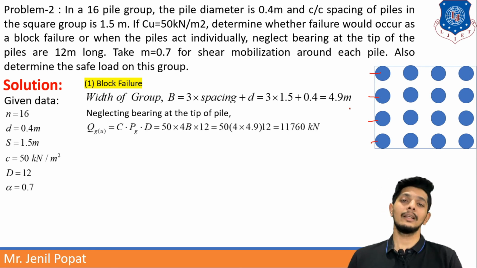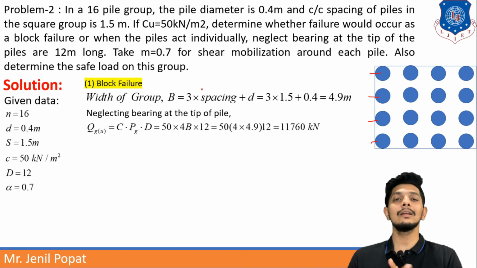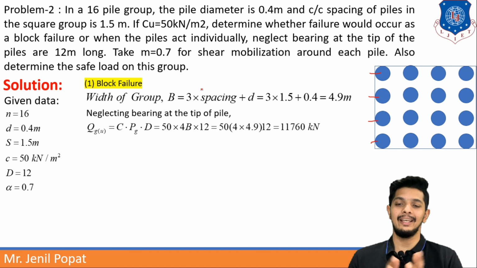And also neglecting the end bearing, we write Qg, or group load carrying capacity, is C into Pg into D. Now Pg can be found easily, 4 into 4.9, or we can say 4 into B. C is given as 50 and D is given as 12. So putting all the values, I am getting the pile group capacity as 11,760 kilonewton.